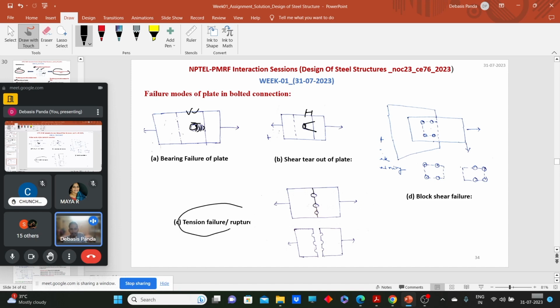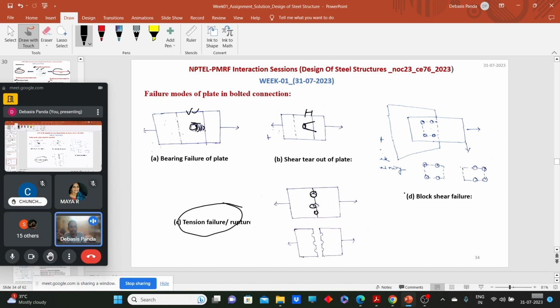And the tension failure or the rupture failure. In the rupture failure, when we make some bolt holes, what happens in this cross section is that we just reduce the cross section. That means if we reduce the cross section, stresses will increase. So if the stresses increase, that portion will tear out.